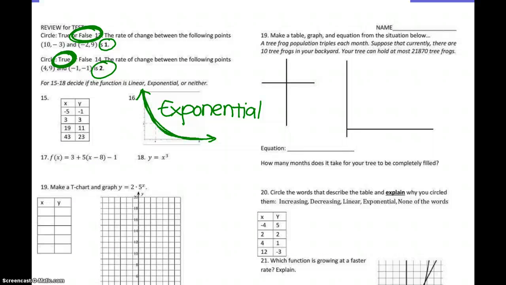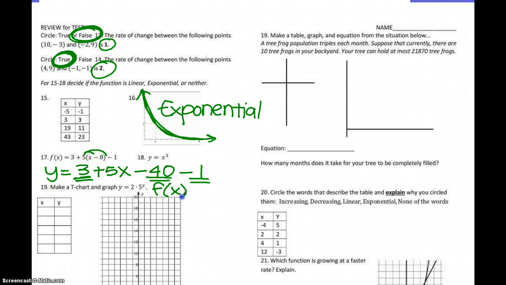Number 17, you're going to distribute the 5 here because we want to find out what this simplifies to before we decide what it is, linear, exponential, or neither. So we got 3 plus 5x. 5 times 8 is just minus 40. And then we got minus 1. So if I combine all these like terms here, I can just type in 3 minus 40 minus 1. And you end up with f(x) or y, doesn't matter which one, equals 5x minus 38.